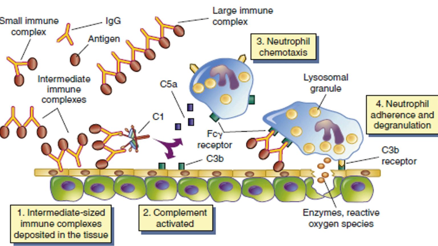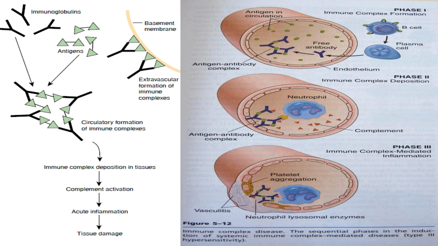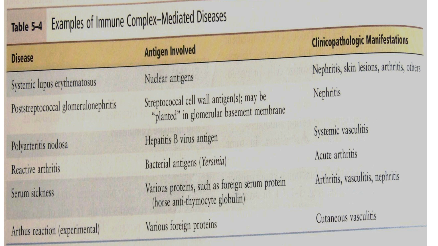Next, the same slide, very interesting. Complexes form in the fluid and are deposited in the tissue, in the vessel wall, and damage the vessel wall, possibly forming vasculitis, with neutrophil lysosomal enzyme release and disorders of the vessel wall, possibly forming diseases. For examples of immune complex mediated disease, we see several diseases, the antigens involved, and the clinical manifestations.